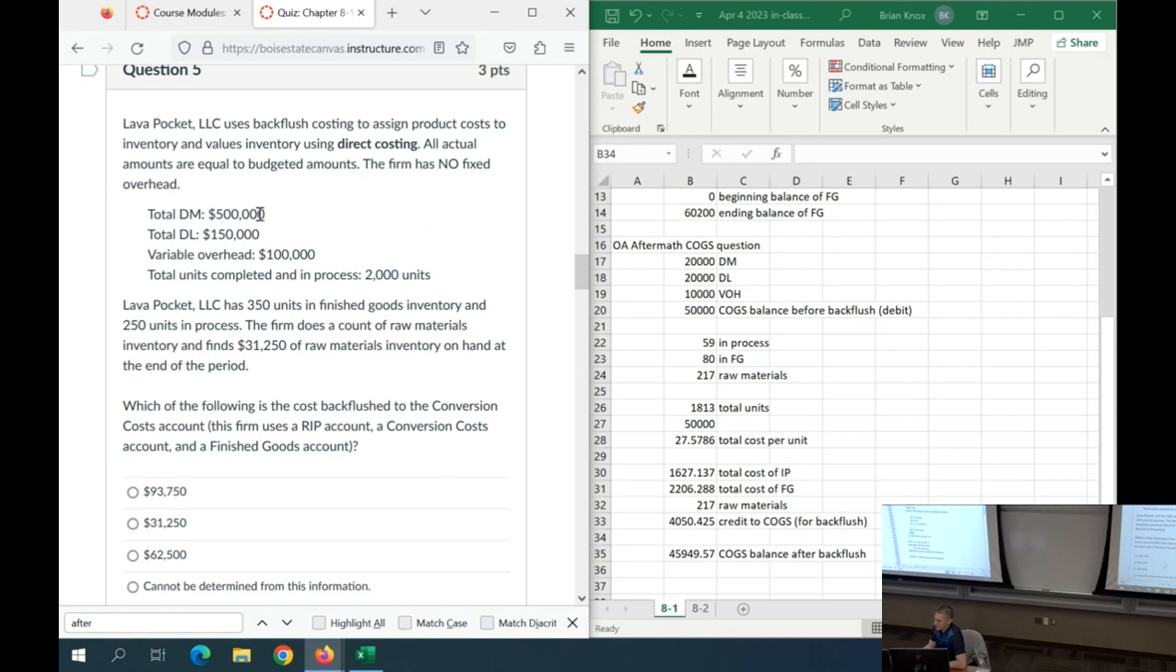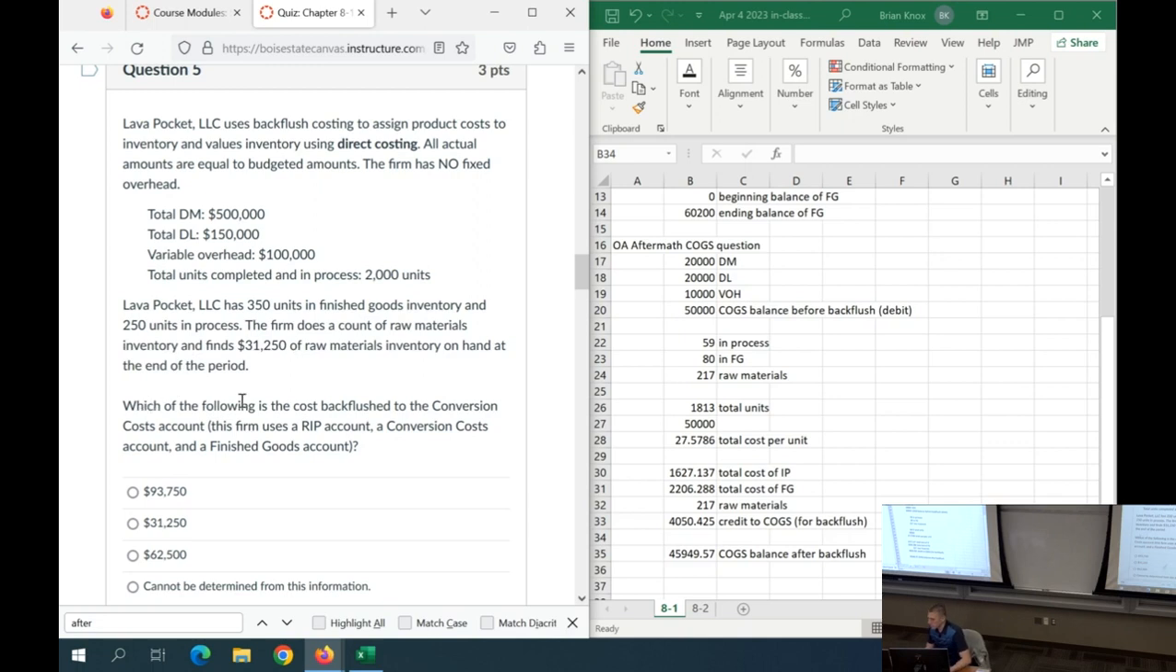All right, so here are our numbers. Let's come back to those in a minute. Also, not only dollar numbers, we have the total number right here, 2,000 units. All right, Lava Pocket has 350 units in finished goods inventory and 250 units in process. Firm does a count of raw materials and finds $31,250 in raw material inventory on hand at the end of the period.